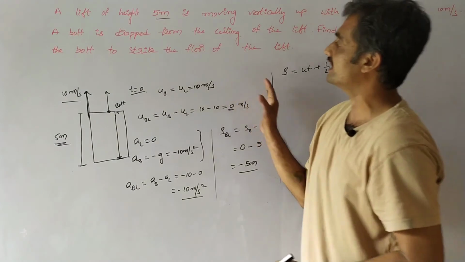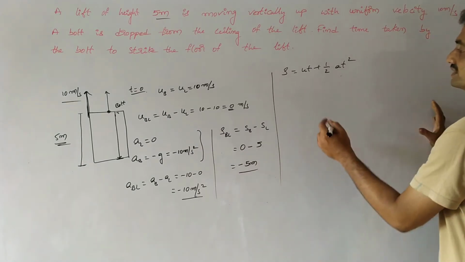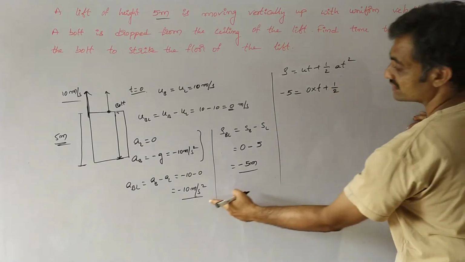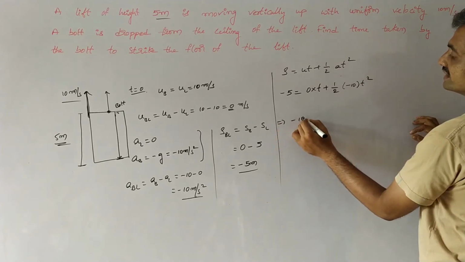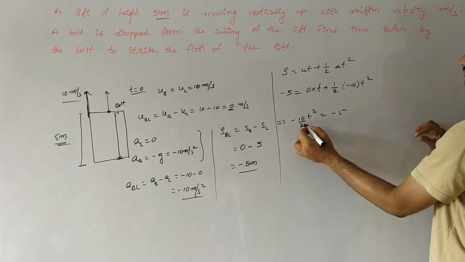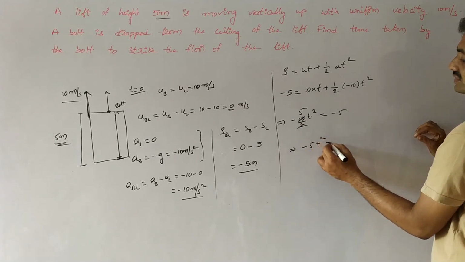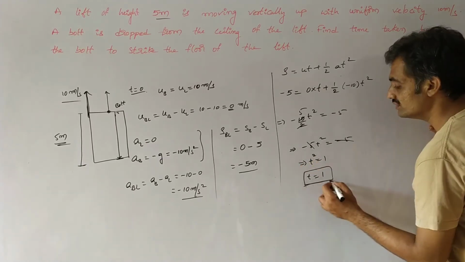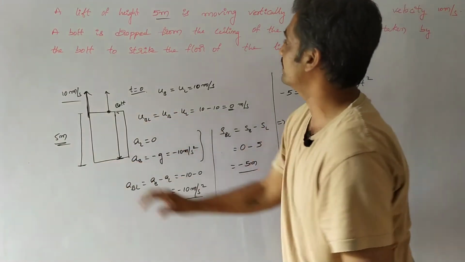Why? Because we have to find the time based on this relative acceleration, relative velocity and relative displacement. So here we have minus 5 equals 0 t plus half into relative acceleration minus 10 into t square. So from this we have minus 10 by 2 into t square equals minus 5. We know that 5 2s are 10, so we have minus 5 t square equals minus 5. Minus 5 and minus 5 get cancelled. We have t square equals 1, t equals 1 second. So this is the time taken by the bolt to reach the bottom of the lift.